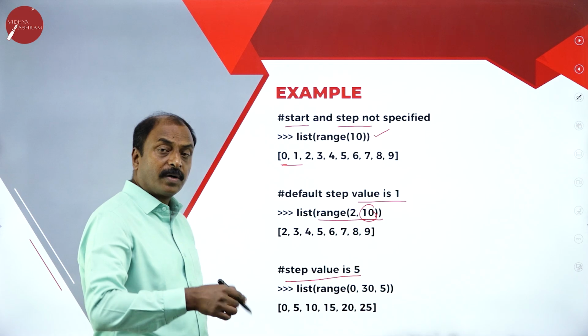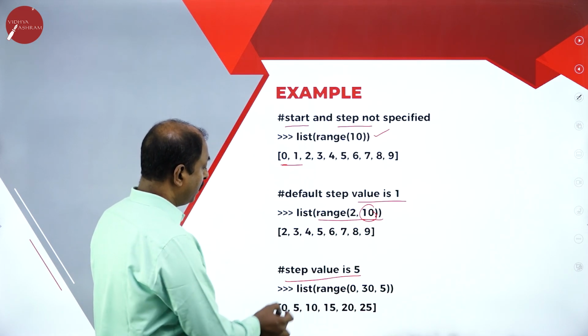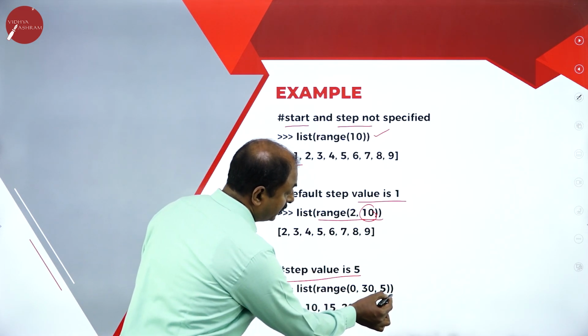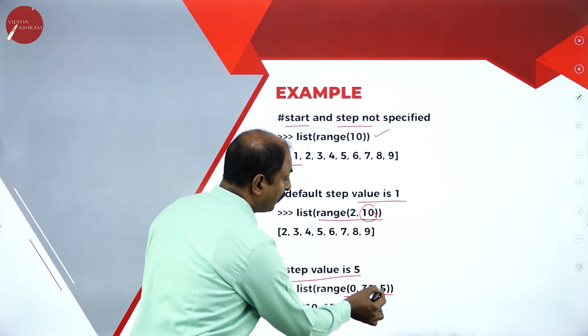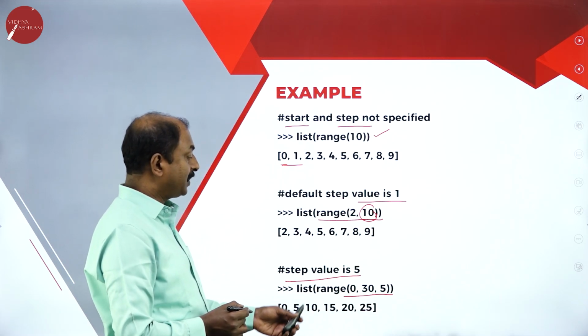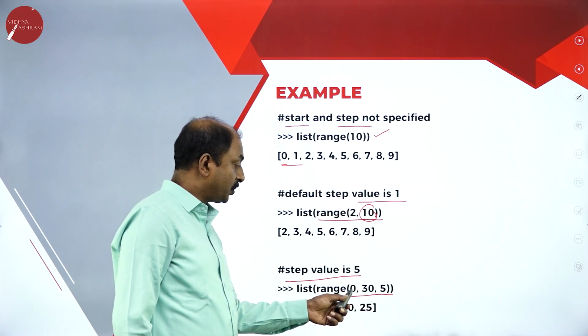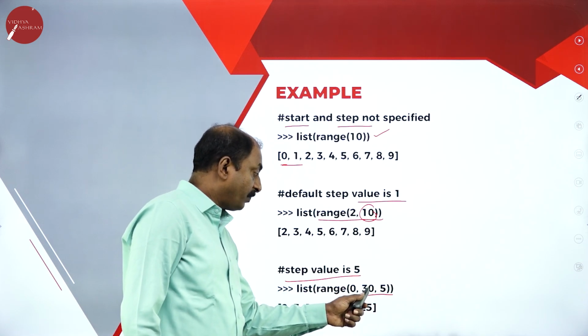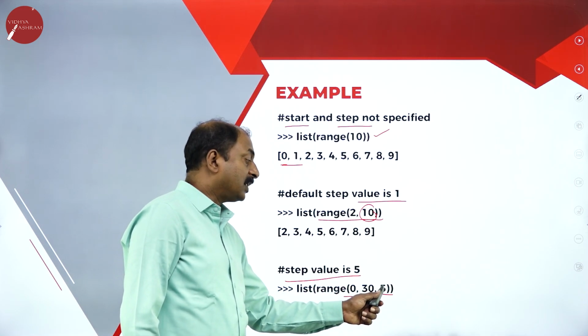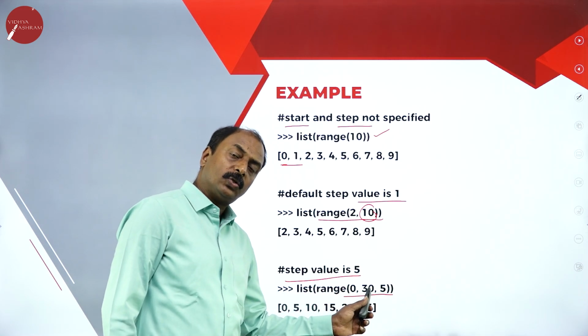Now look at another format of using the range function. List range of 0, 30, 5. If you look at the syntax of this, 0 is the starting value, 30 is the last value or stop value, and 5 is the step value, meaning the difference between two numbers.